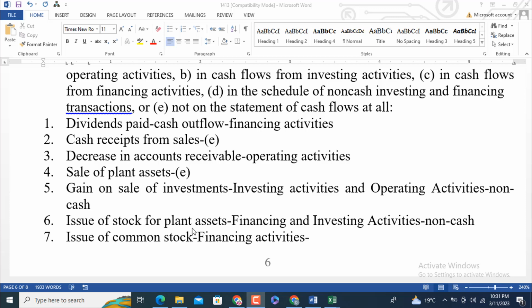Issue of stock for plant assets is both financing and investing activities. Issuing of stock is related to financing, and acquiring plant against these shares or stock is investing activities, and you can say that I think it's a non-cash item, because no investment or cash is involved under these transactions. Issue of common stock, financing activities, is purely financing activities as already mentioned here. So the solution is ended here.